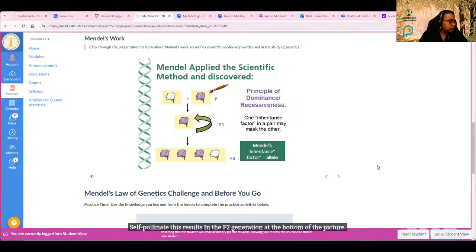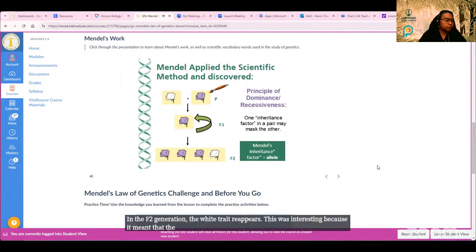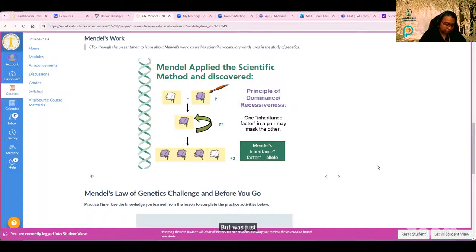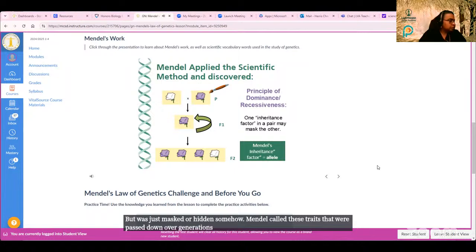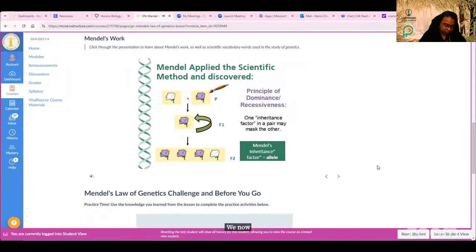In the F2 generation, the white trait reappears. This was interesting because it meant that the white trait was still present in the F1 generation, but was just masked or hidden somehow. Mendel called these traits that were passed down over generations inheritance factors. We now call these alleles.